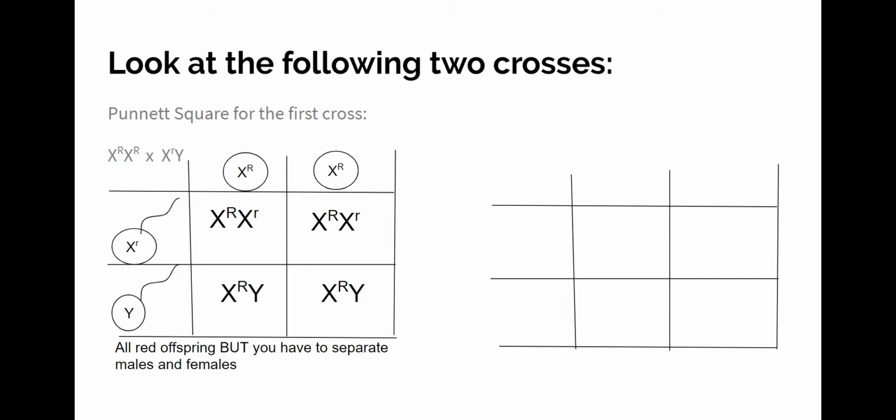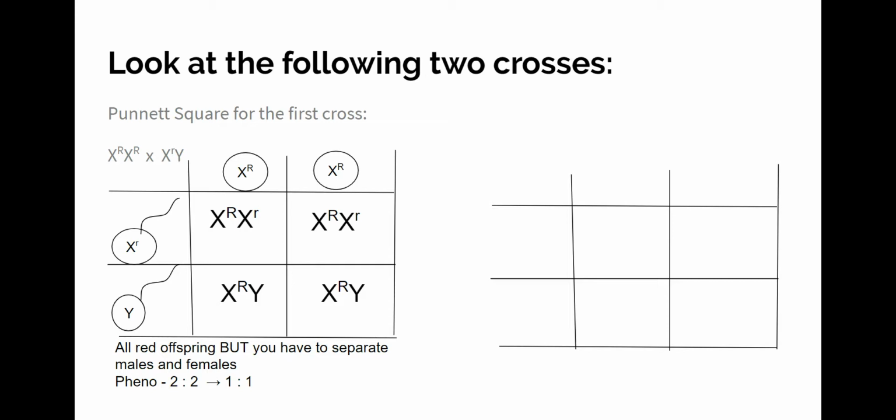All these offspring have red eyes. We can see that because they all have a dominant allele. But we also have to recognize that these offspring are of different genders. There's males and females. So when we make our phenotypic and genotypic ratios, we have to separate males and females.